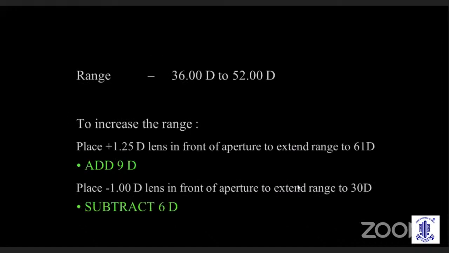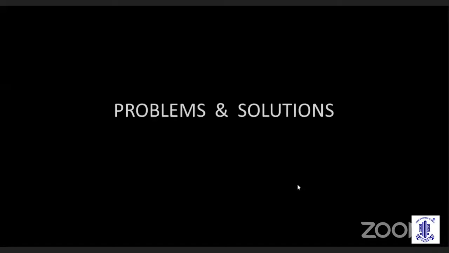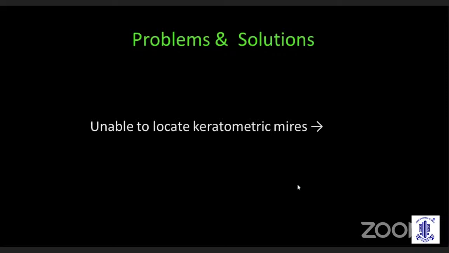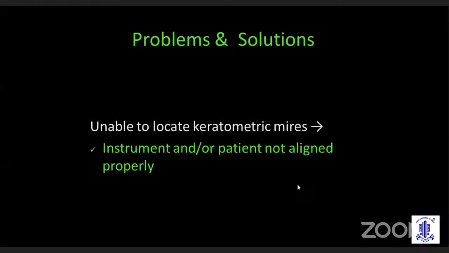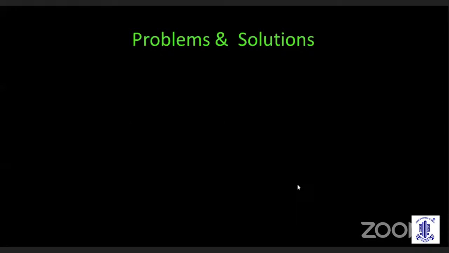Normally, a keratometer ranges between 36 to 52. If you want to increase the range, you can do so by keeping a plus 1.25 diopter or a minus 1 diopter lens. Now the main thing here is to deal with the problems that we face when doing manual keratometry. If you are completely unable to locate a keratometric mire, it says the instrument is not on or the patient is not aligned properly. Make sure you align and then do the keratometry.